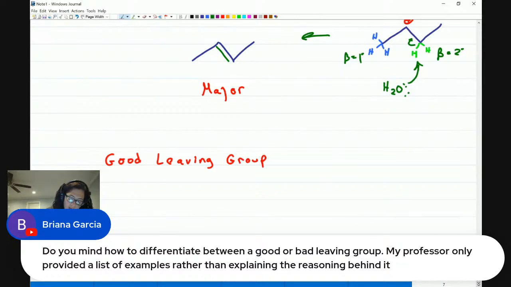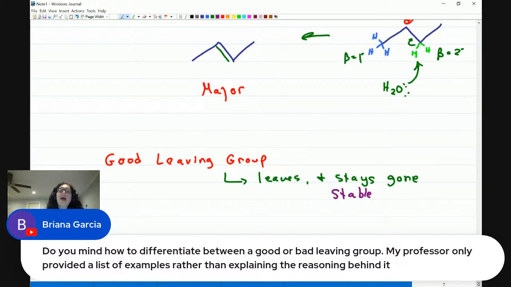A good leaving group is defined by something that will leave and stay gone. It leaves and stays gone. So what makes something stay gone? If it is stable in solution as is, it has no desire to come back.